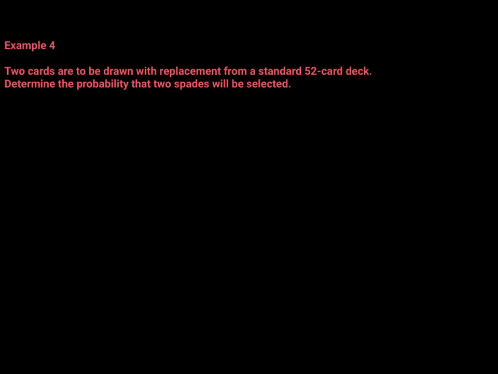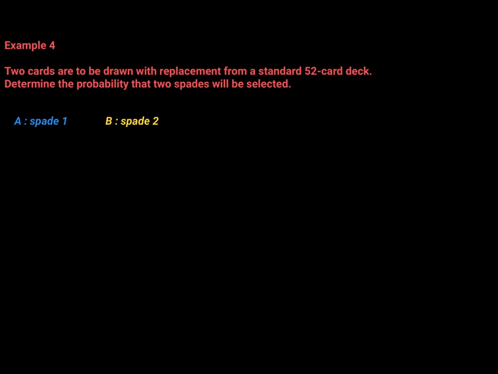2 cards are to be drawn with replacement from a standard 52 card deck. Determine the probability that 2 spades will be selected. All right, how many spades are there in a standard deck? Well, there's 13, right? Ace all the way up through 10, and then the 3 face cards. So there's 13 spades. So when we're talking about 2 events A and B, event A is that we chose a spade, and then the second card is a spade as well.